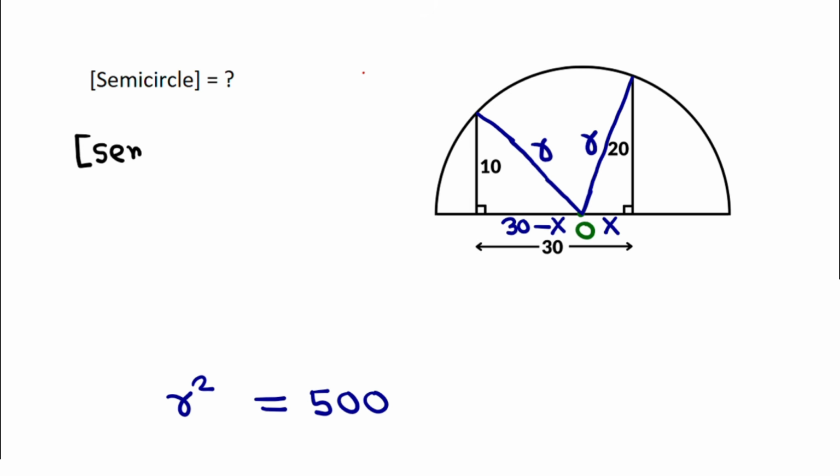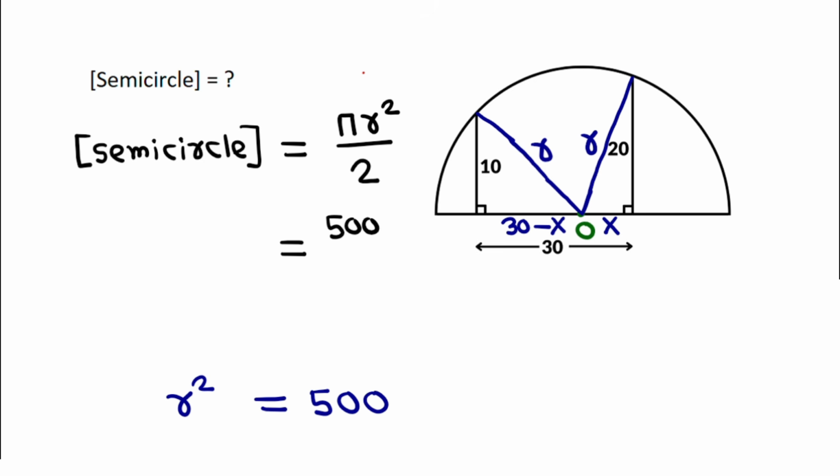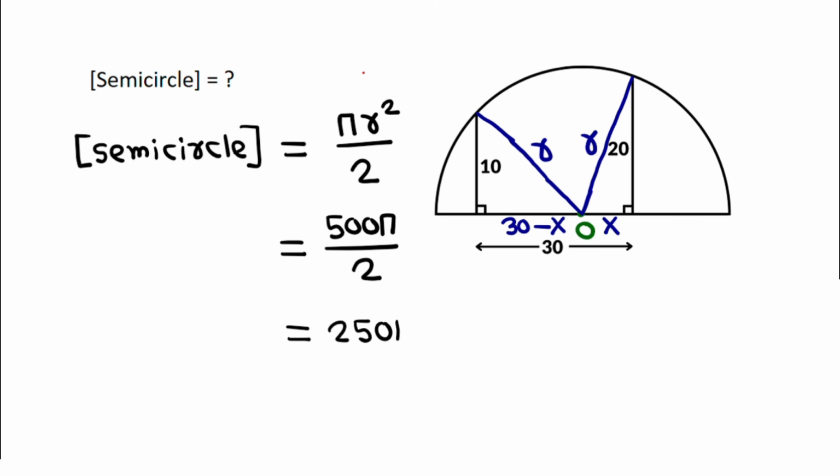Area of a semicircle is pi times R squared divided by 2. So the area becomes 500 pi divided by 2, which is 250 pi. If you want a decimal, that's about 785.4. And that's the answer.